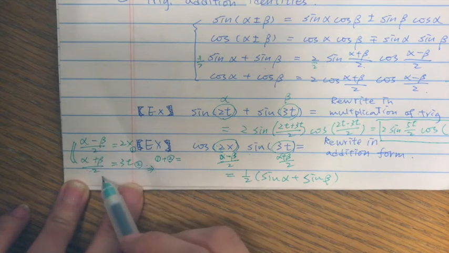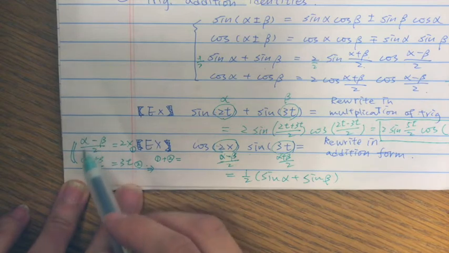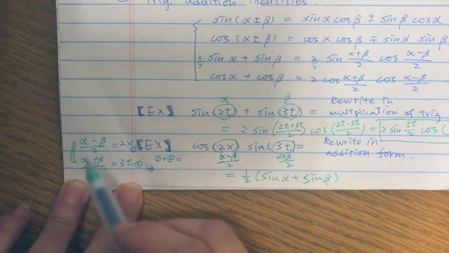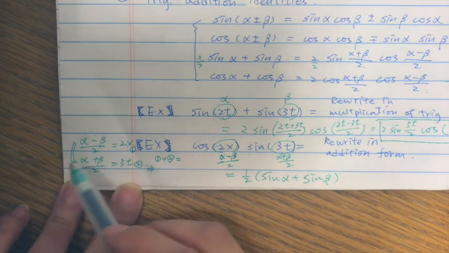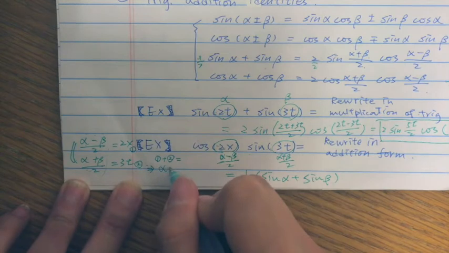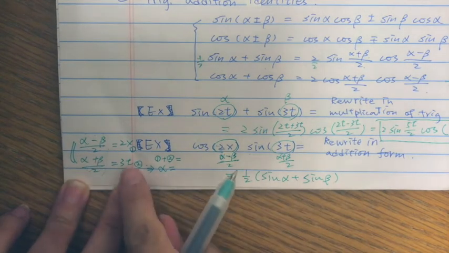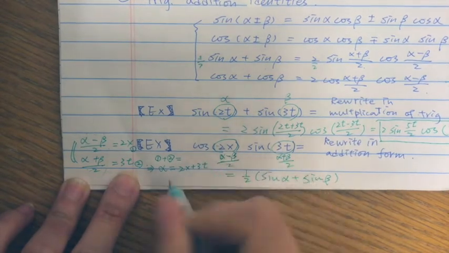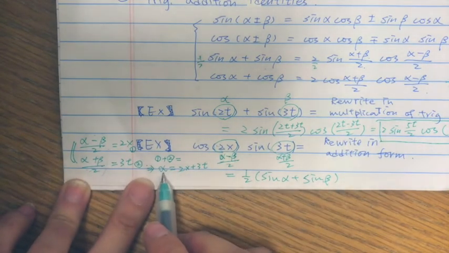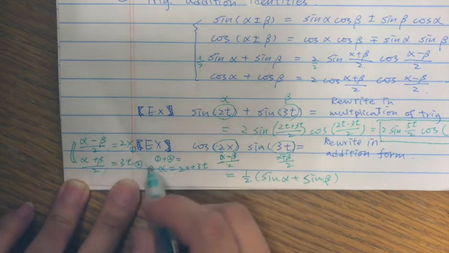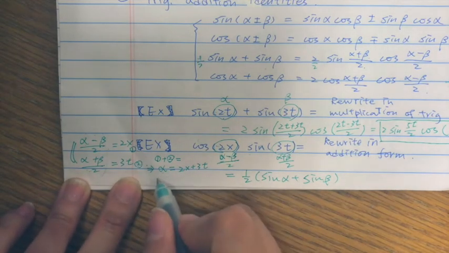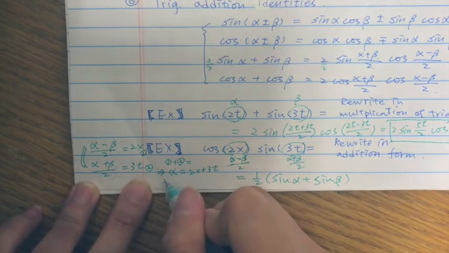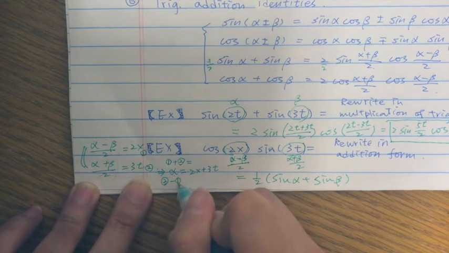If I add up equation 1 and equation 2, on the left hand side you will see this beta and this beta cancel, and I will have 2 alpha over 2. So that's alpha. On the right hand side, I have 2x plus 3t. So now I know what my alpha is. And I can do the same thing for beta. To do beta, I will take equation 2 minus equation 1.